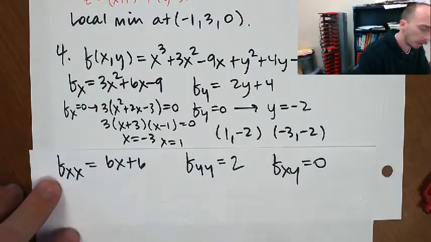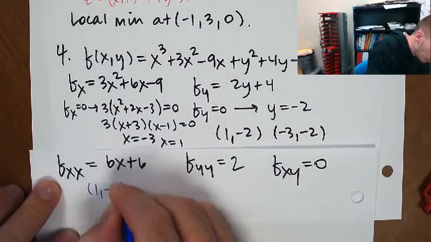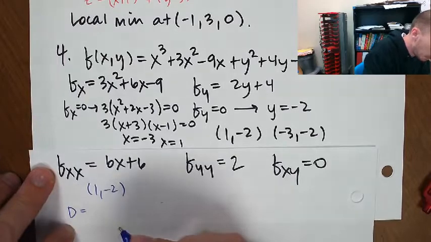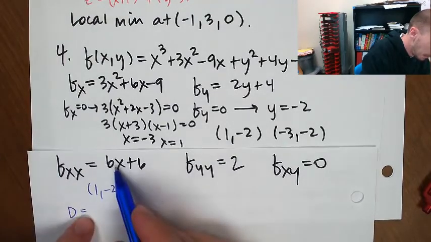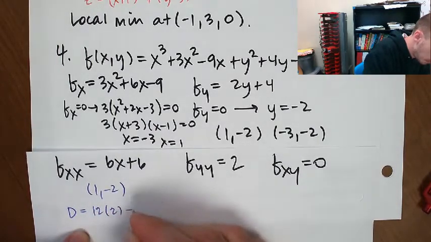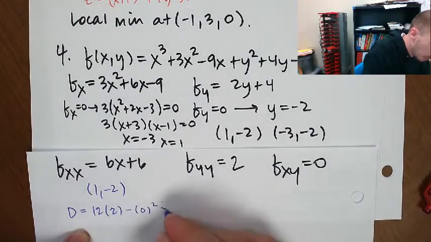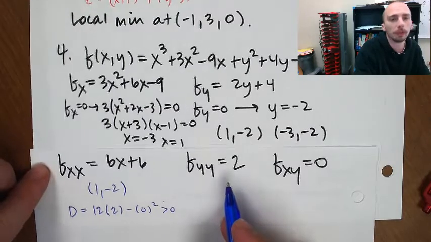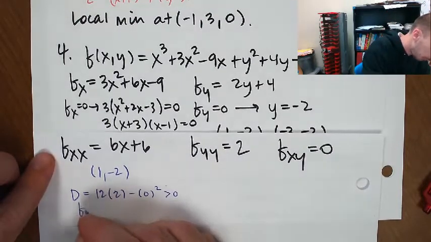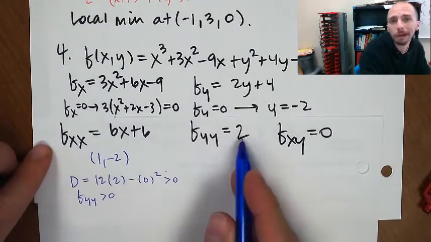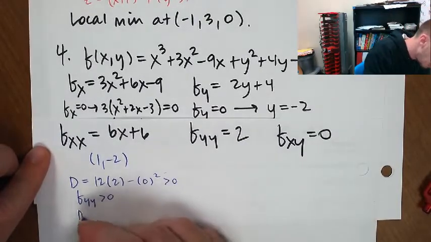So at the point where x is 1 and y is -2, I'm going to have my determining number equaling fxx, which is 12, times fyy minus fxy squared. That's positive, so I know I have an extremum. Fyy is positive, so I know it's going to be a minimum. Fxx is also positive, which tells the same thing, so it's going to be a minimum.